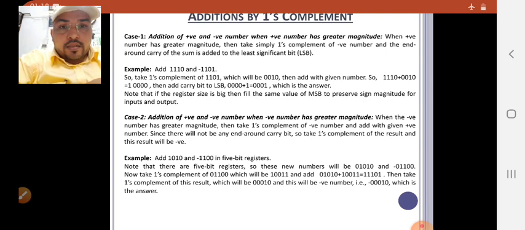In that class, some topic was left regarding addition by one's complement. In today's class, I will teach you the further things about this chapter. In the previous class, I taught you about binary representation, in which unsigned integer and signed magnitude were the topics. In today's class, I will cover the further points of this chapter. So let us start today's class with addition by one's complement.